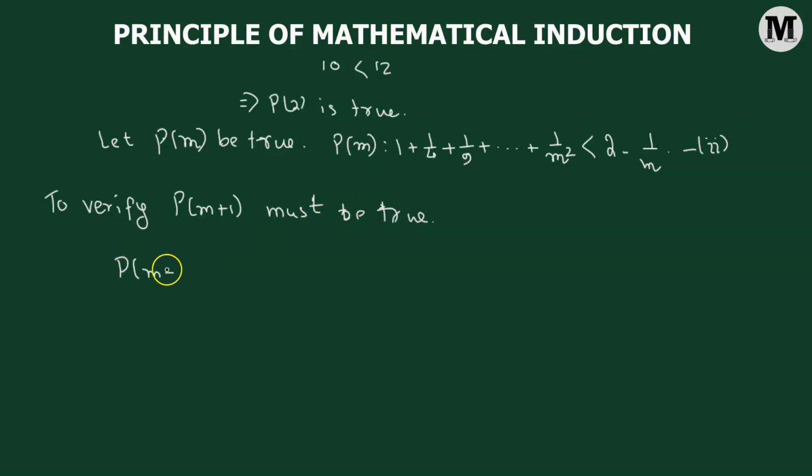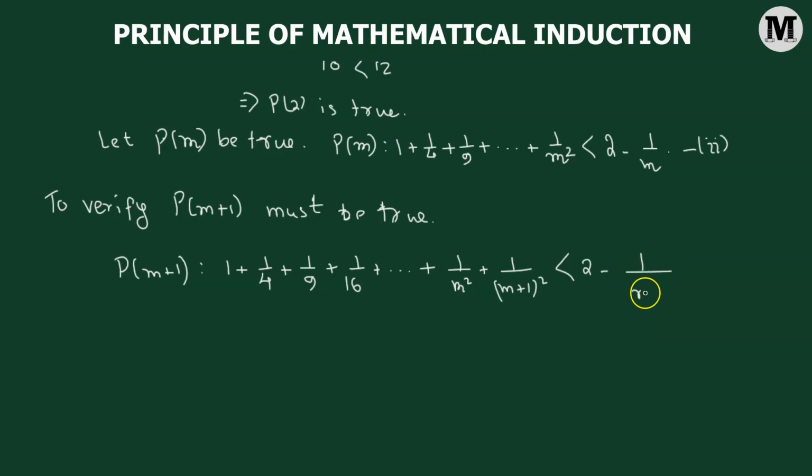The statement P of m plus 1 is simply given by 1 added to 1 over 4 added to 1 over 9 added to 1 over 16. This goes all the way up to 1 over m squared. But we'll also have to consider another term which is 1 over (m plus 1) whole squared. We'll have to show that this sum is less than 2 minus 1 over m plus 1. We're replacing m with m plus 1 in statement number 2. So this is what we need to verify, if this is true or not. Okay, so let's do that.